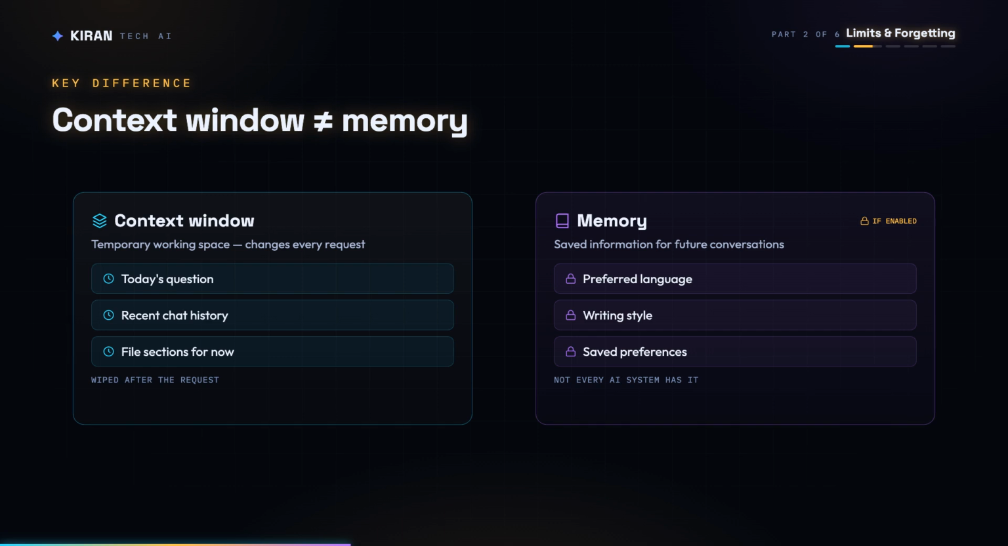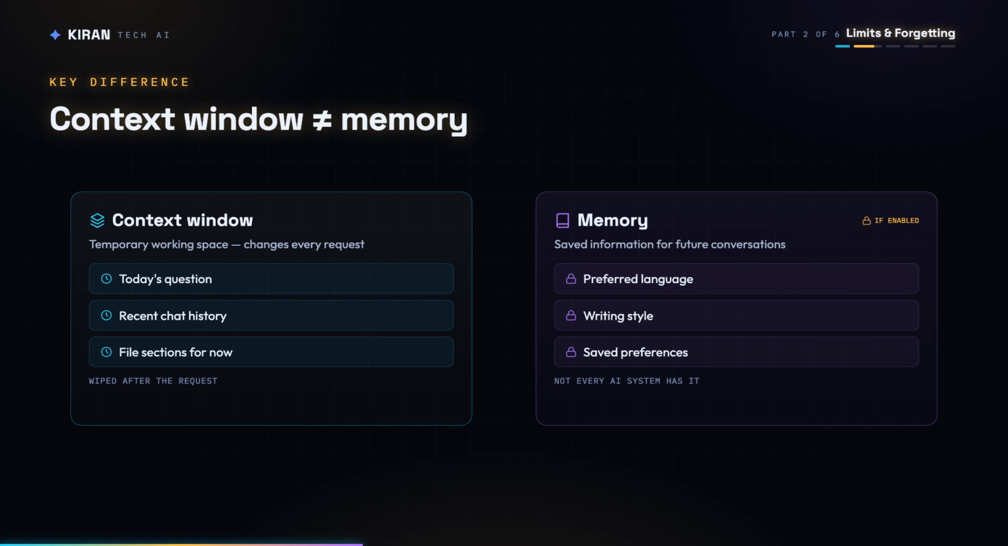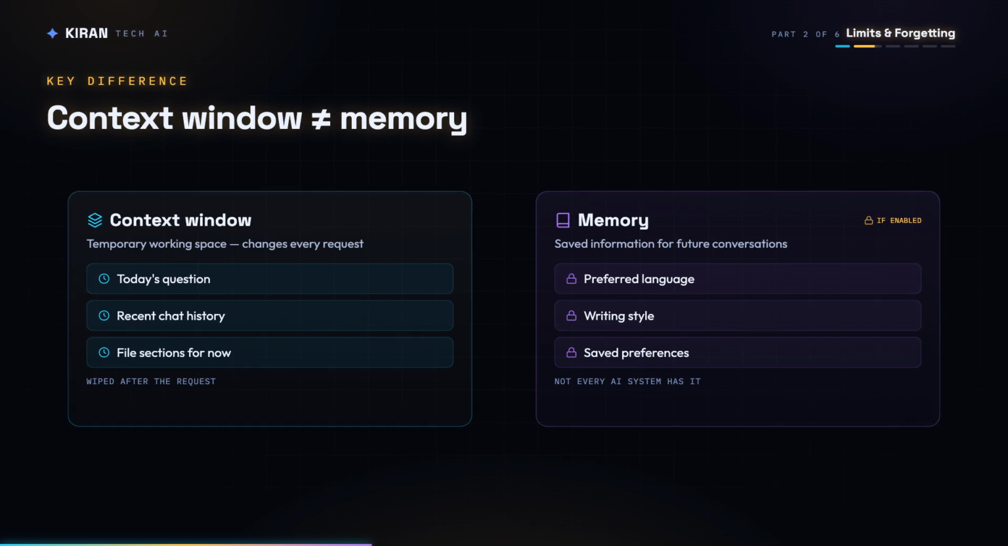The context window is not the same as memory. They sound similar, but they are not. The context window is a temporary working space. It holds what the AI is using right now, and it is wiped clean after each request, like the table being cleared after every meal.